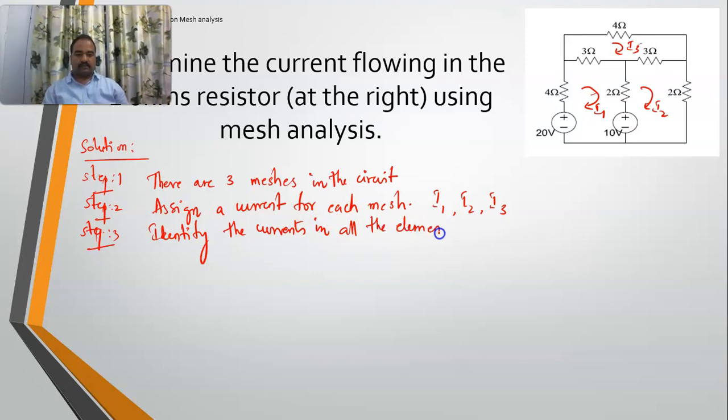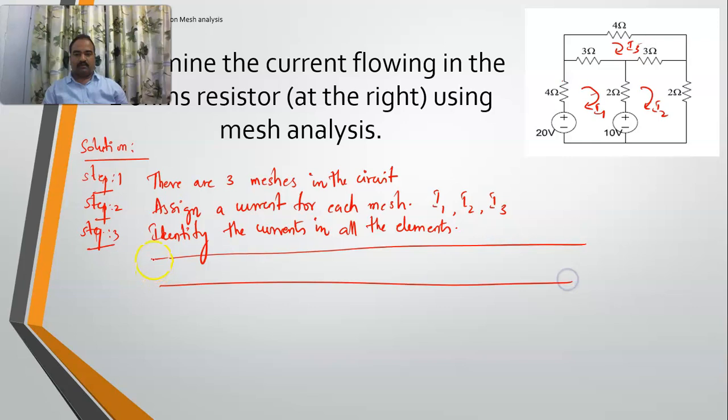So in this case, how many meshes are there? 1, 2, 3. 3 meshes are there. How many elements are there? 1, 2, 3, 4, 5, 6. Right? So what I will do is write a table here. I'll write the elements. There are 2 4 ohms resistors, one on the left, the other one on the right. So I will write it like this.